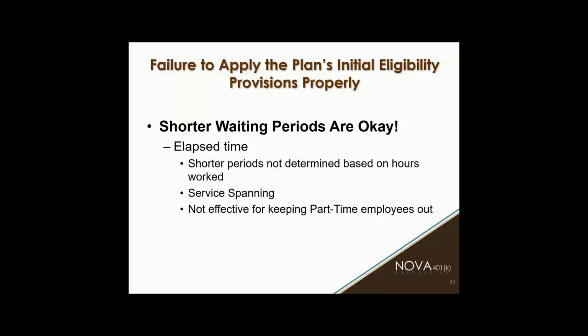It doesn't matter if they work 1 day at the beginning of the period or 1 day at the end. They get what we call service spanning. So you count the intervening period. So you don't have to think about it any more complicated than original date of hire to the 3-month anniversary, or the 6-month anniversary, if that's what your waiting period is. You're not counting hours in this case for shorter waiting periods.